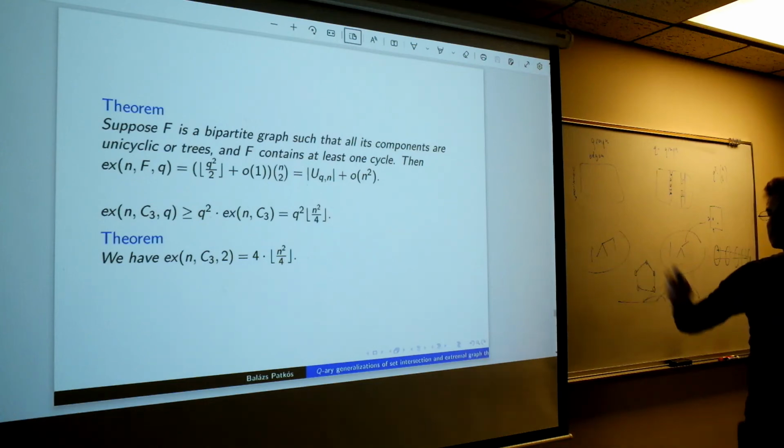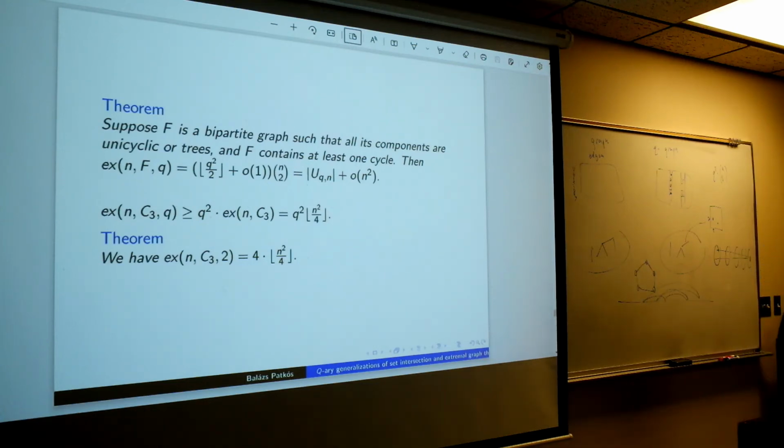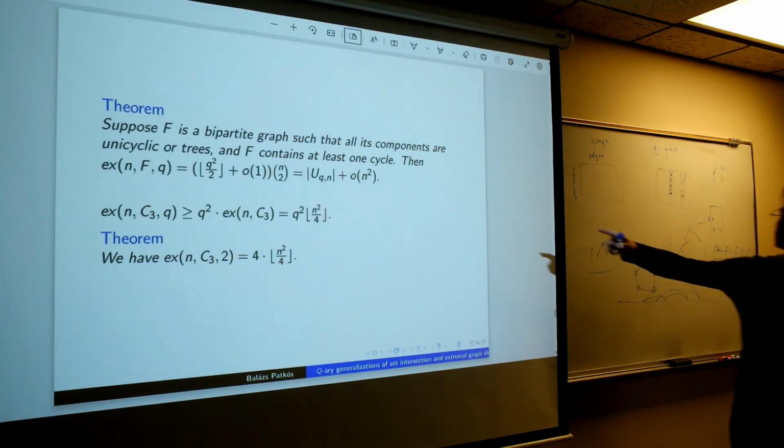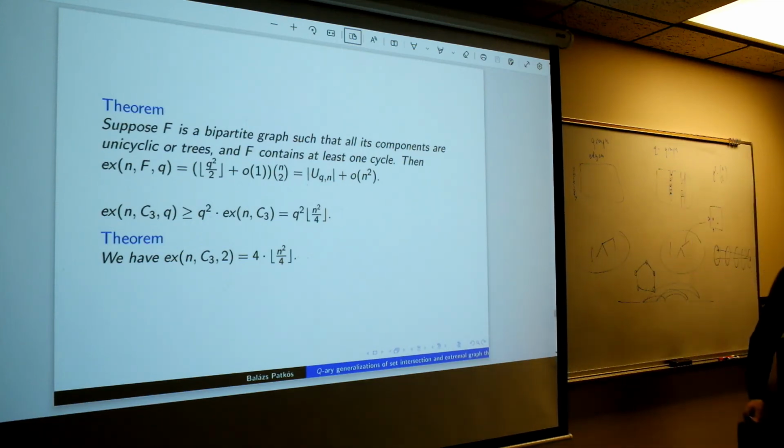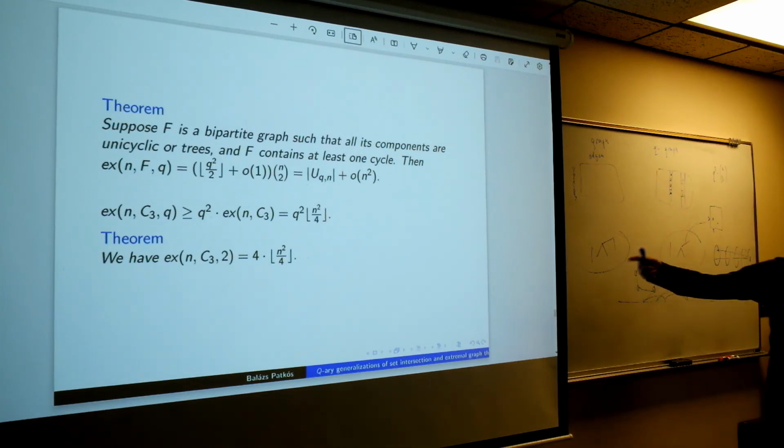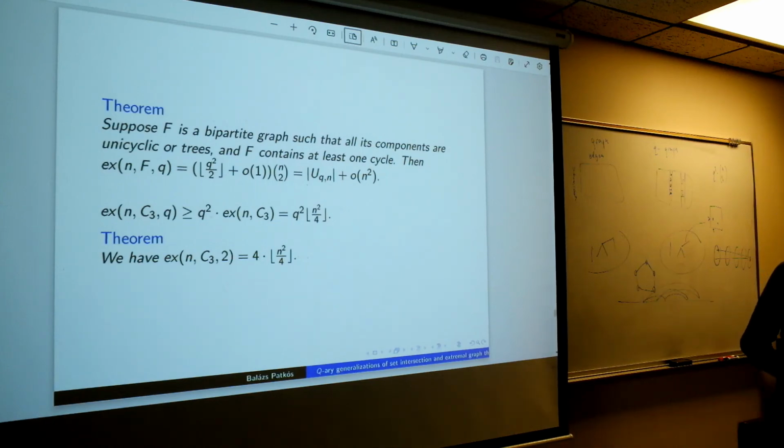What we know, it's a very small inductive proof, is that if Q equals 2 and you consider the triangle, then that trivial lower bound, Q squared times the extremal number, which in this case is n squared over 4 by Mantel's theorem, is optimal. We don't know it even for larger values of Q, which is a shame. And we don't know anything about larger odd cycles, but again we predict that this will be the very rare case when this trivial lower bound will be sharp. Unfortunately that's all we know about odd cycles.